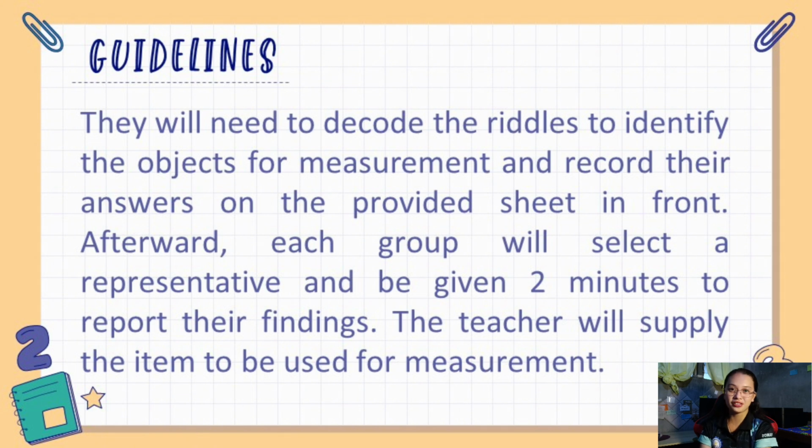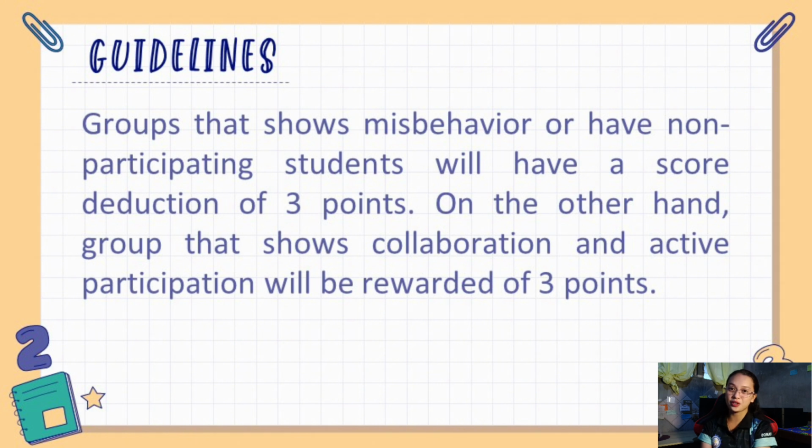So this is where things get more interesting. Groups that show misbehavior or have non-participating students will have a score deduction of 3 points. On the other hand, a group that shows collaboration and active participation will be rewarded 3 points. This way, the teacher can somehow easily manage the behaviors of students inside the classroom.